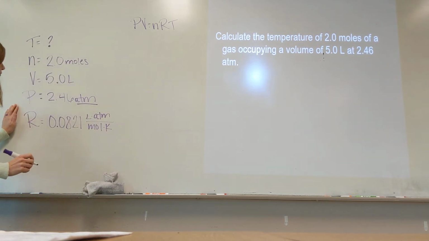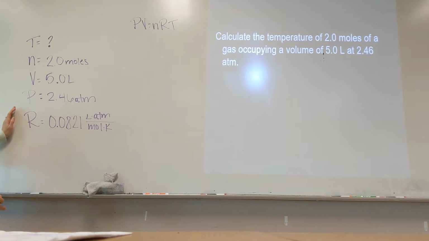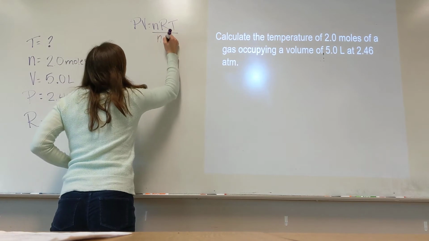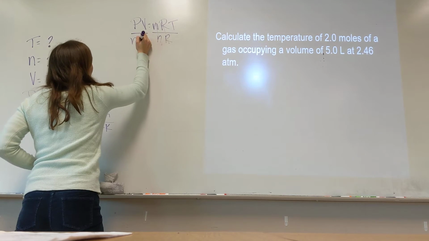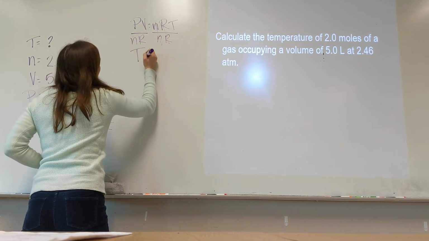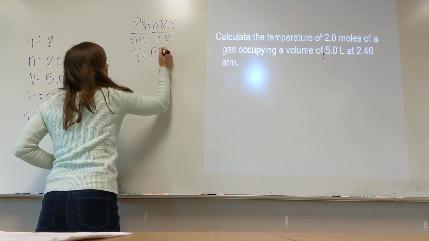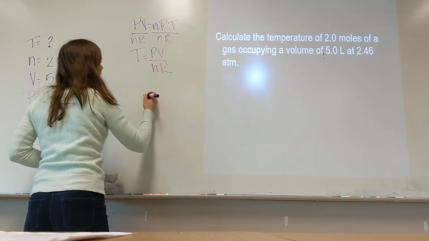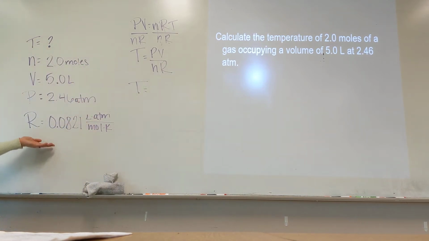All right. In order to solve this problem, we need to get temperature by itself. So I need to divide both sides by nR. So now I'm going to have temperature is equal to PV over nR.